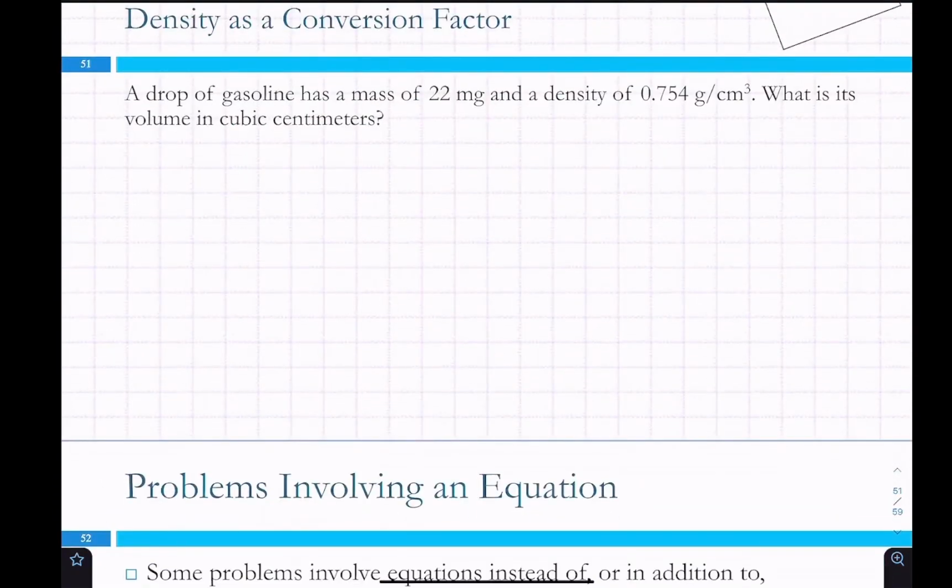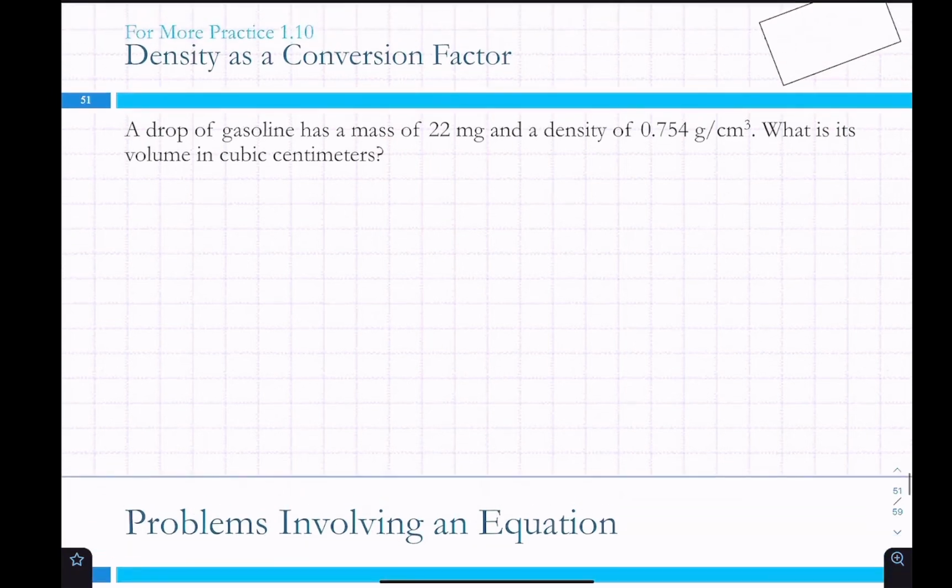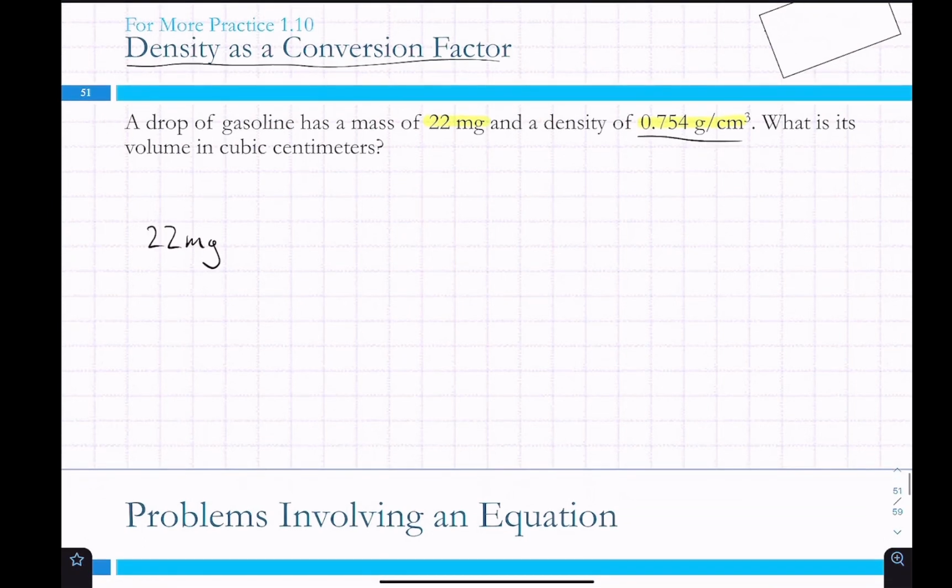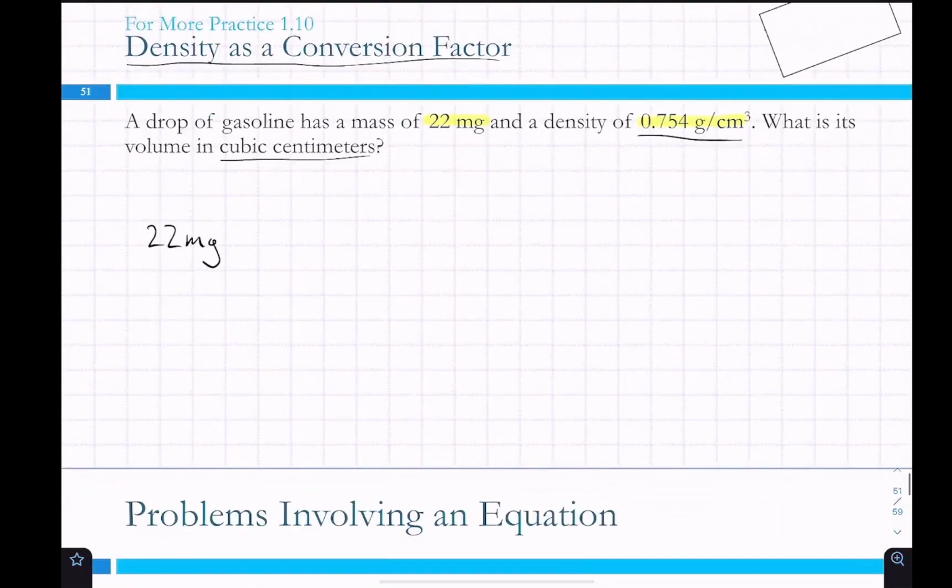So a drop of gasoline has a mass of 22 milligrams and a density of 0.754 grams per centimeter cubed. What is its volume in cubic centimeters? So again, looking at the things that are given, 22 milligrams is not a conversion factor, but this density can be used as a conversion factor, and it says it here in the title of the slide. So we want to start with that 22 milligrams. And then we want to convert that into cubic centimeters. I'm just going to put this way out here because I've been running out of space.